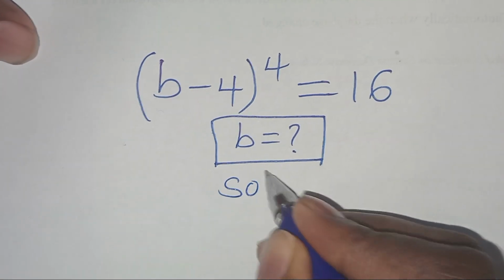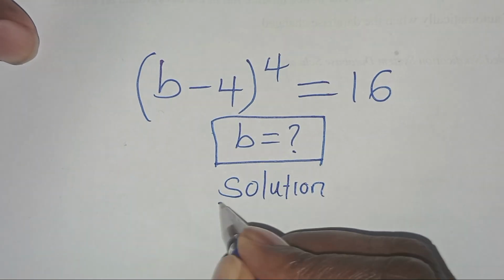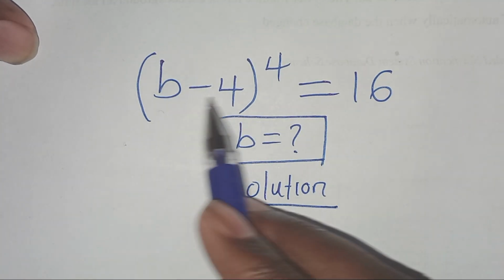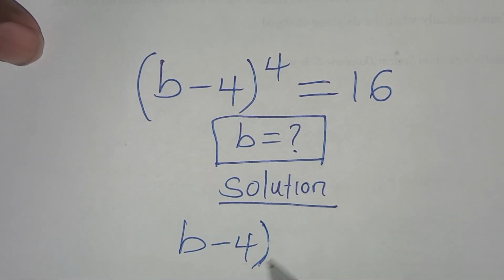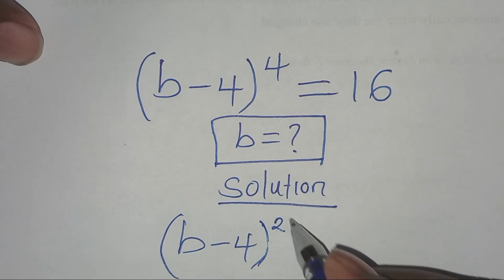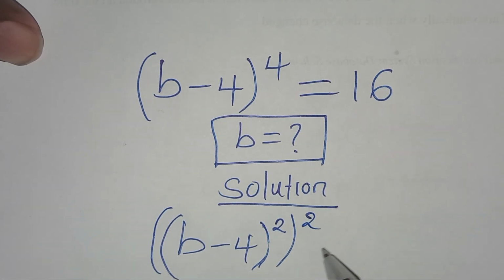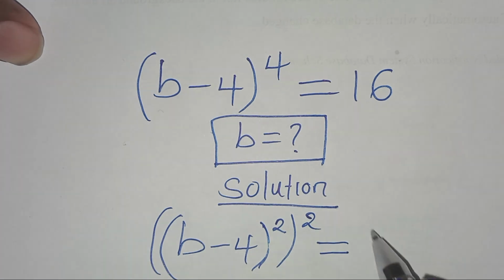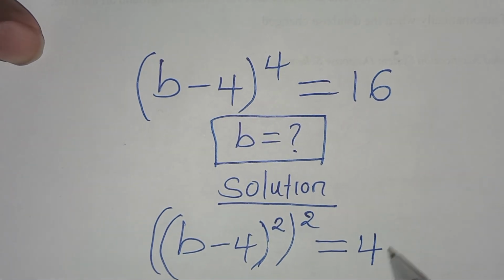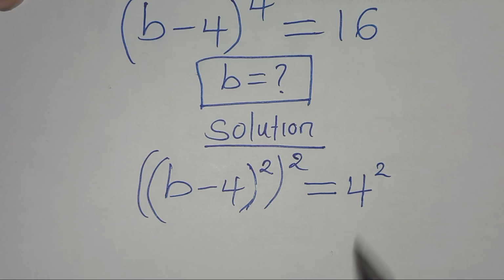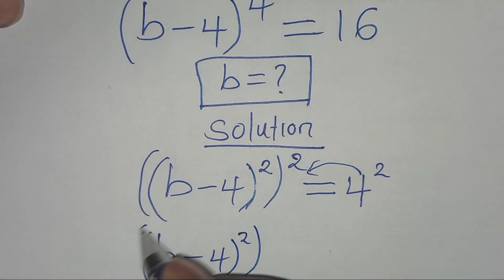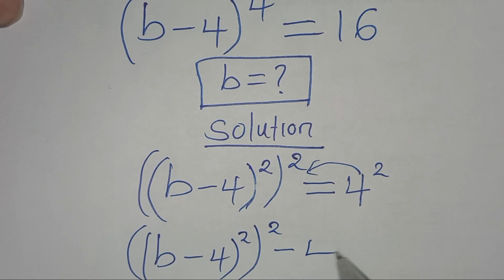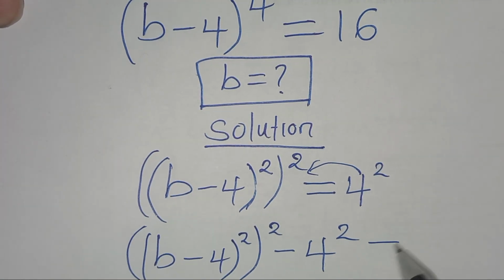Now, solution from here, we can express (b - 4)^4 as ((b - 4)^2)^2. 16 can be expressed as 4^2. So let's take 4^2 to the left hand side. So we have ((b - 4)^2)^2 - 4^2 = 0.